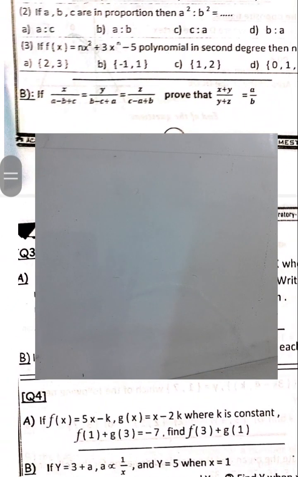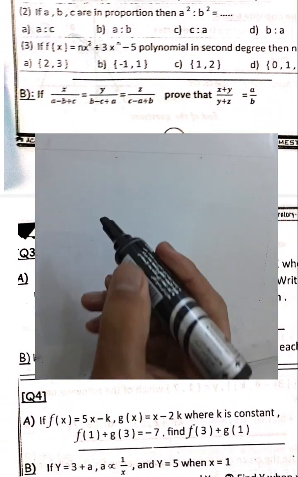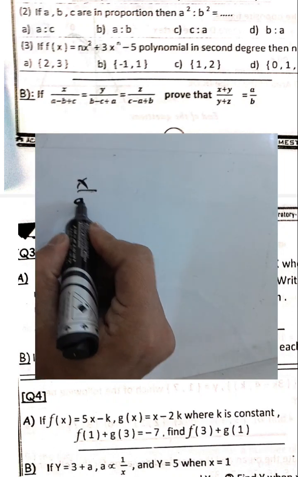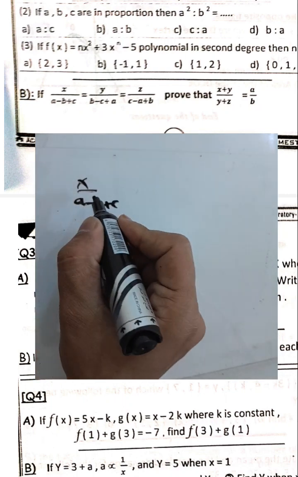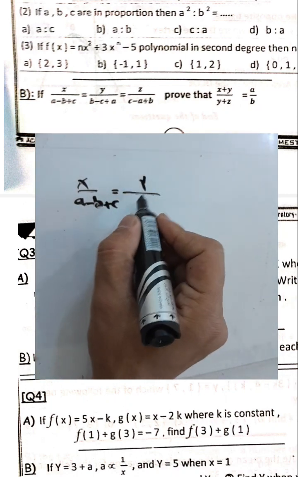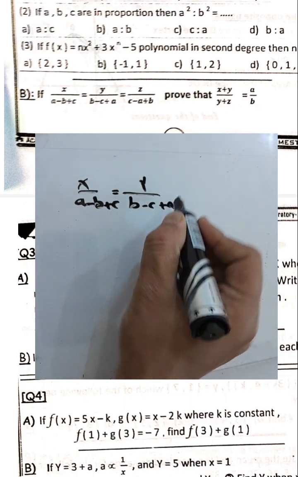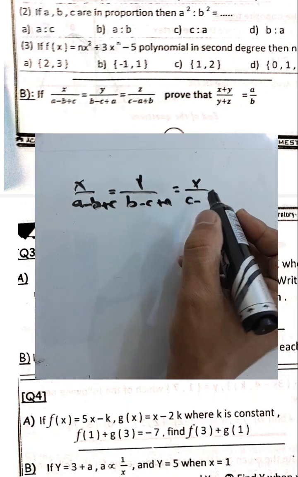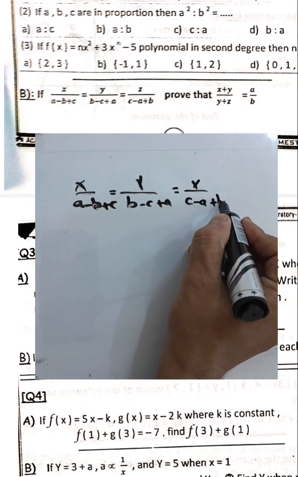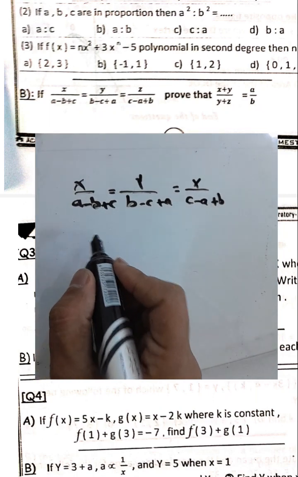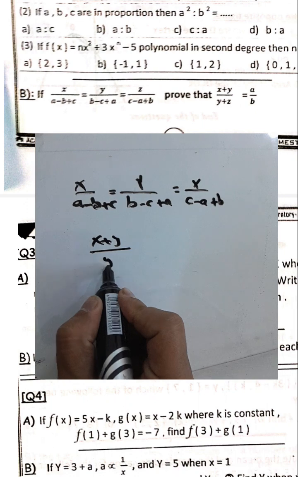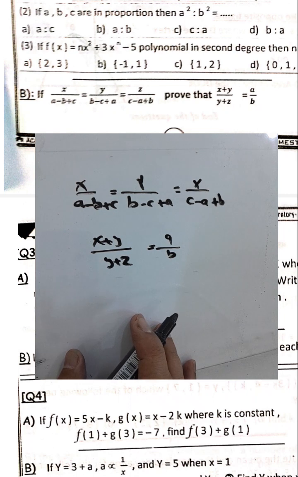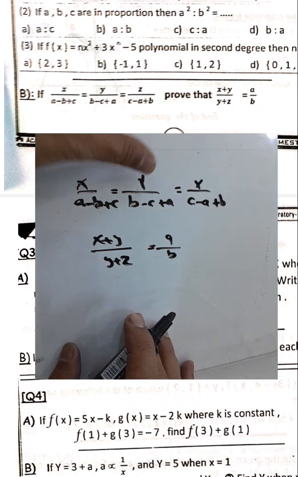Question 8, prove that (x plus y) over (y plus z) equal a over b. We have x over (a minus b plus c), plus y over (b minus c plus a). If we have this information, we have the third ratio z over (c minus a plus b). You want to find (x plus y) over (y plus z) equal a over b. You want to prove that. Okay. To prove that, you must add numerator to numerator and denominator to denominator.